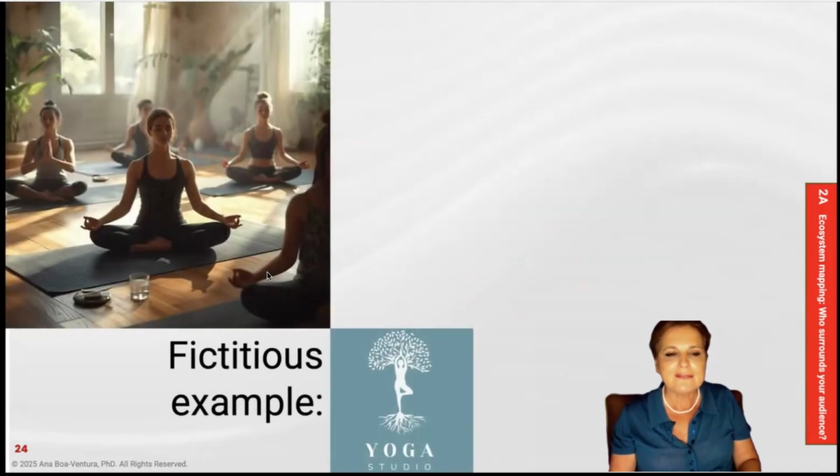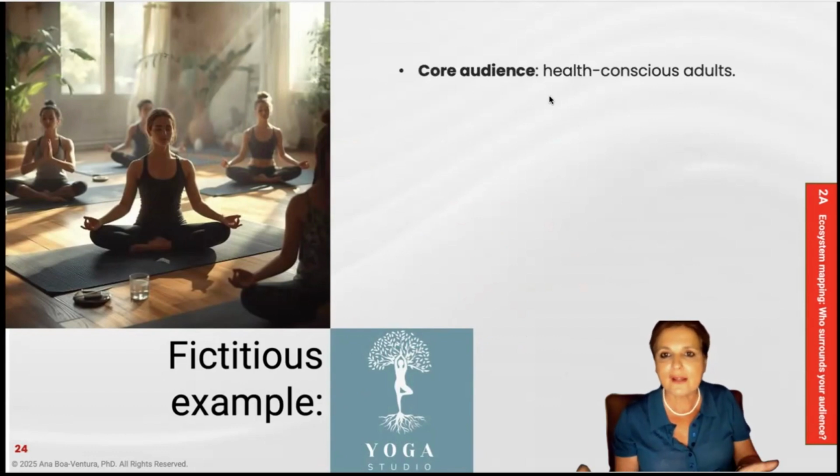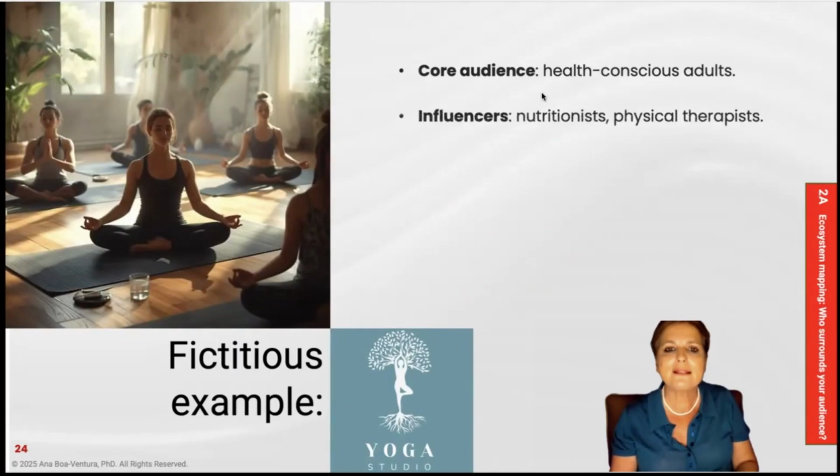Let's look at an example. In this case, it's a fictitious example. It's a yoga studio. This logo, by the way, was done in half a second with Canva. And this is an AI-generated image on Canva as well. And just as an example, the core audience in this case of a yoga studio in general are, of course, health-conscious adults, right? Influencers could be nutritionists, physical therapists, right?